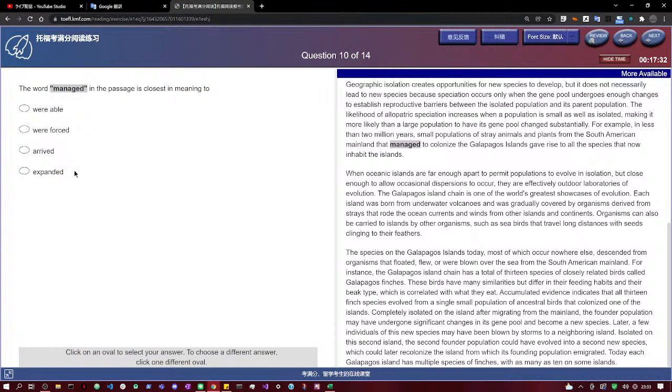Managed. Meaning that managed to colonize.